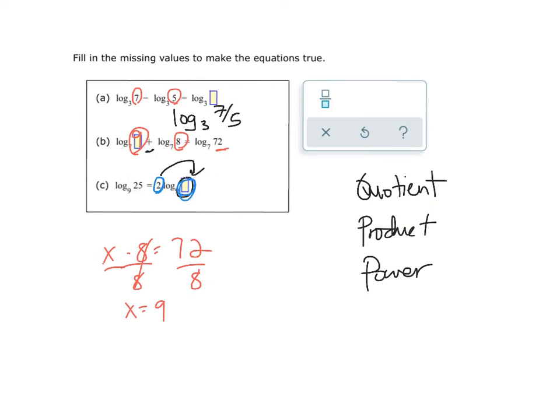This is some number that when I square that number, I get 25. Because that 2 is going to become a square. So some number squared will give us 25. Well, to get rid of a square, take the square root, we get 5. So this last blank should be 5. And that's it.